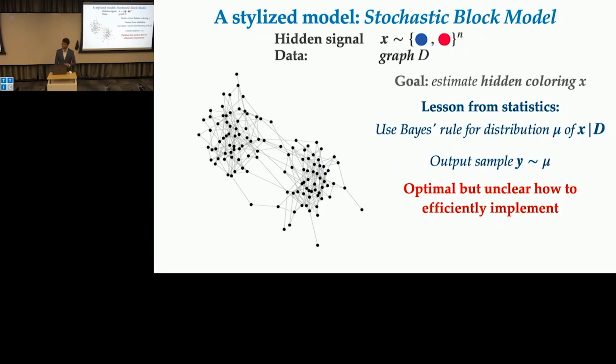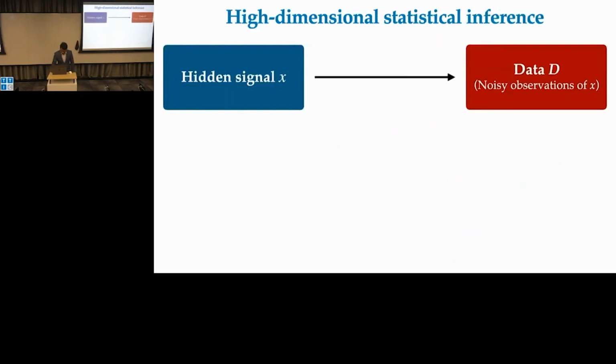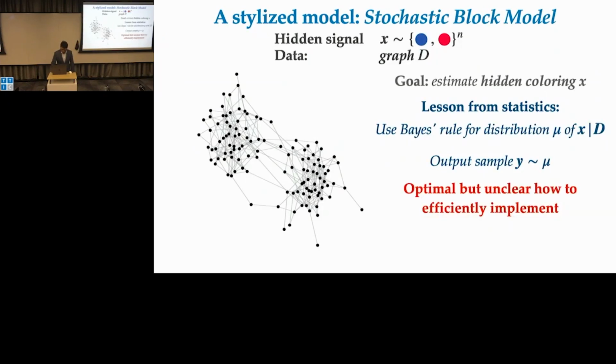Okay, so while this procedure is optimal, it's completely unclear how to efficiently implement this. For instance, this distribution here is supported on 2 to the n many colorings, so it suffers from some kind of curse of dimensionality. So you can't simply write down all the colorings and enumerate over them. So the question that we'll be interested in today is, what can we do given only polynomial in n time?